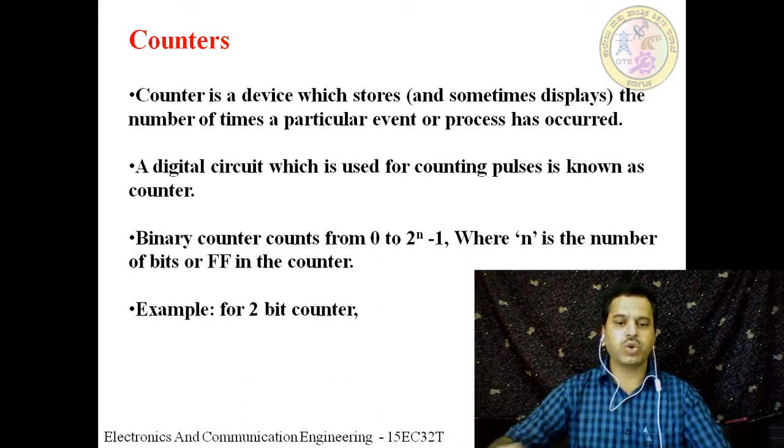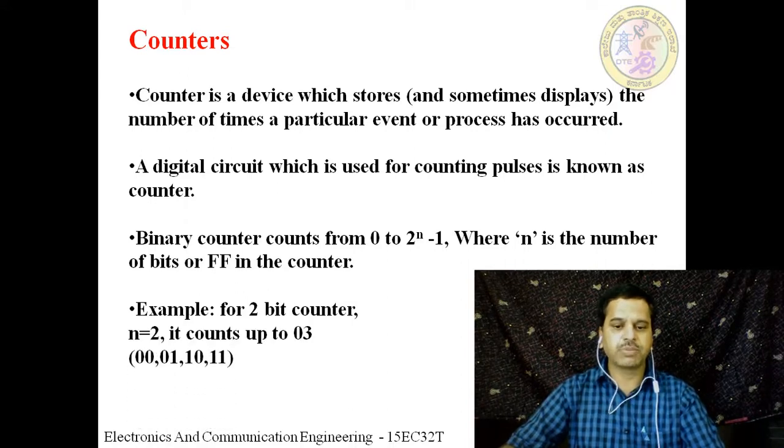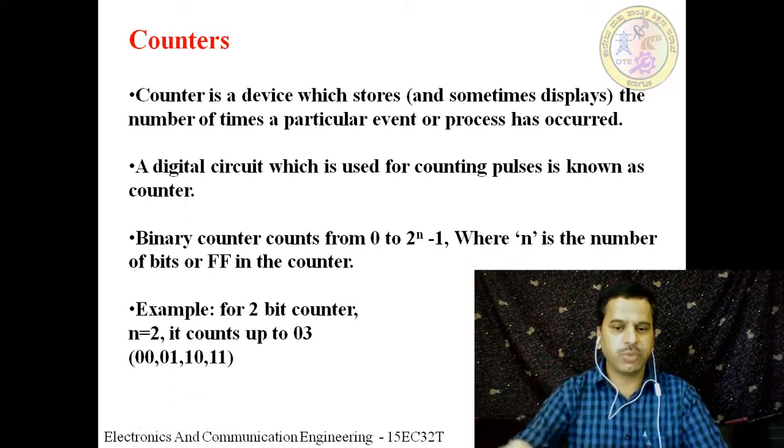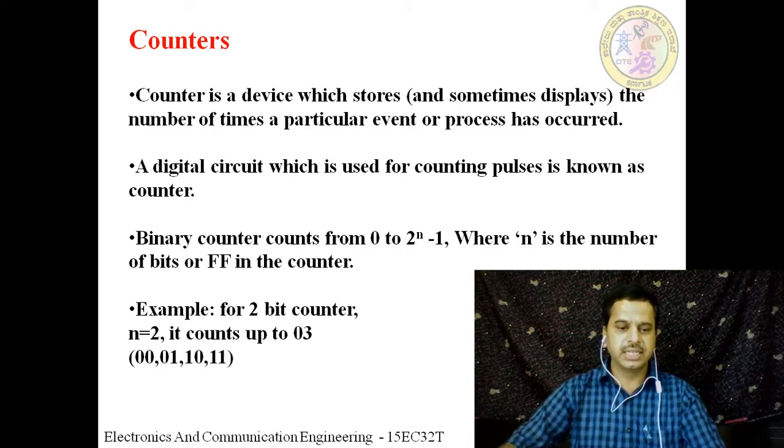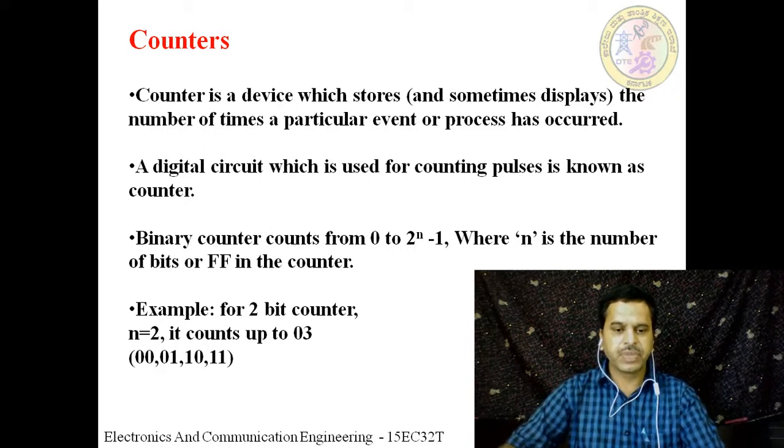For example, a 2-bit counter counts up to 3. That is, because of 2 power n, the binary numbers progress from 0 to 2 power 2, which is equal to 4. Because 0 is also considered one number, it always counts one number less. That is, 2 power 2 is equal to 4 minus 1 is equal to 3. It always counts from 0 to 3. That is 00, 01, 10 and 11. If it is a 3-bit counter, it counts 0 to 7. That is, 2 power 3 is equal to 8 minus 1 is equal to 7.